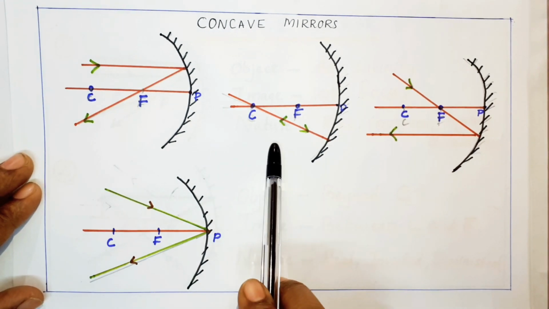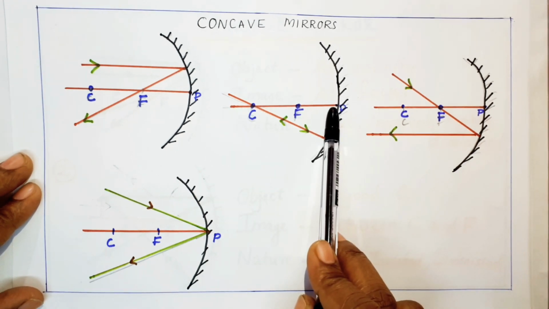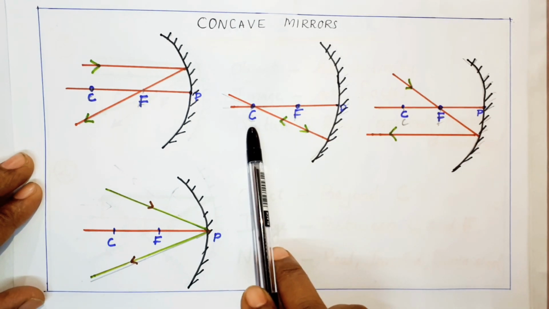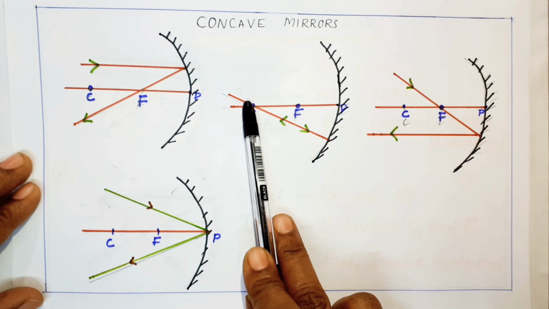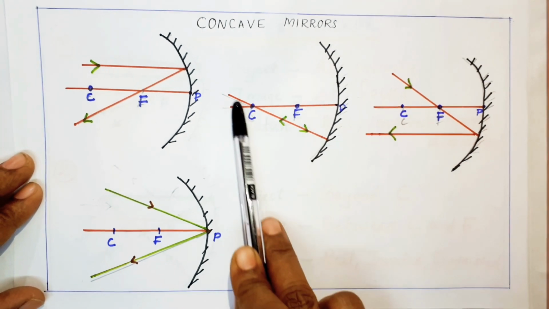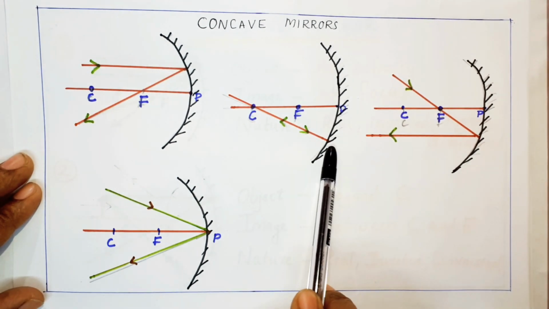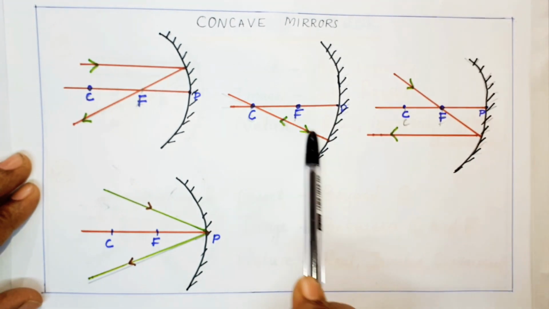The second one is this. Same thing. First I drew the principal axis and marked P, F and C. The light ray which is going through C will retrace back. That is the second ray diagram.